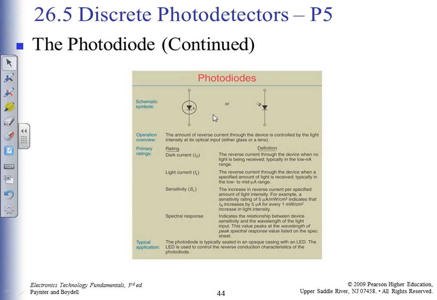So photodiodes might look like that, might look like that. When the light beams are going away, that means it's a light emitting object. When the light beams are coming towards, that means it's being activated by light.